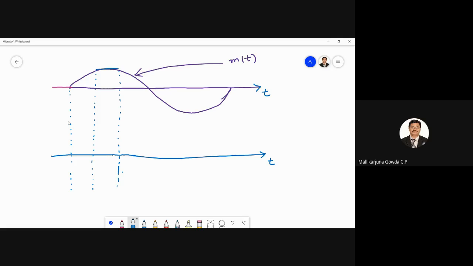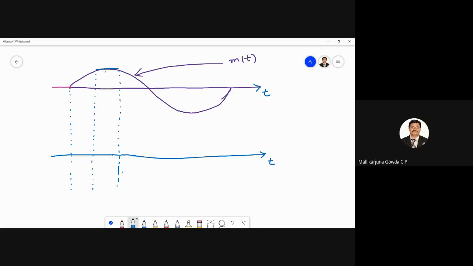It is kf into the maximum of the message signal, that is kf into Am, where Am is the amplitude of the message signal. Means the frequency deviation of the frequency modulated signal is proportional to the amplitude of the message signal, and it is independent of the frequency of the message signal. Frequency deviation is the maximum change in the frequency of the modulated carrier from its unmodulated value.